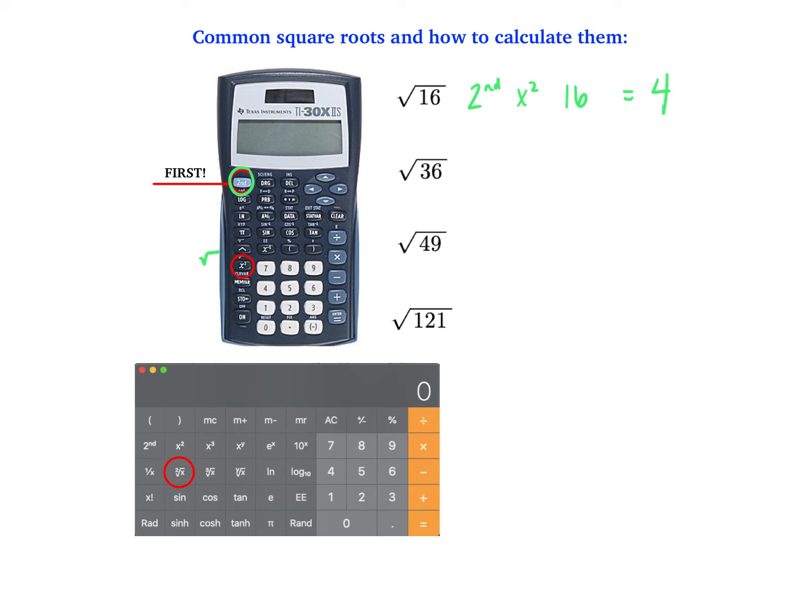Or if you're on your phone, again, turn it sideways and use this button here. So the square root of 36 we see is 6. And hopefully that makes sense because 6 times 6 equals 36. So we're finding the number that multiplied by itself gives us that answer. So the square root of 49, we're looking for what number times itself equals 49, and that would be 7. And then the square root of 121 would be 11, because 11 times itself equals 121.